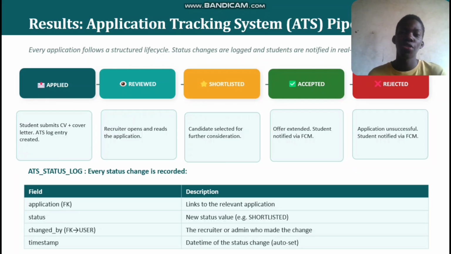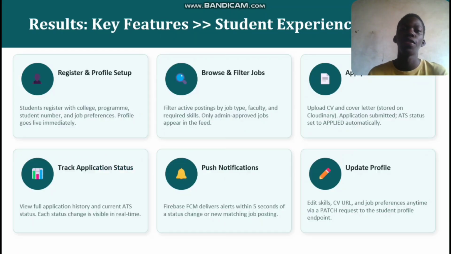So as I talked about, the application status log consists of the application that is being changed, the status it is on, the person who is responsible for changing it, and also the timestamps when these statuses are launched. Then the key features we have in the platform, majorly, are the register and profile setup, done by the students: the colleges, the program, the student number, the job preferences. These are done at signing up, and they can be edited along the way, as the last feature says, update status.